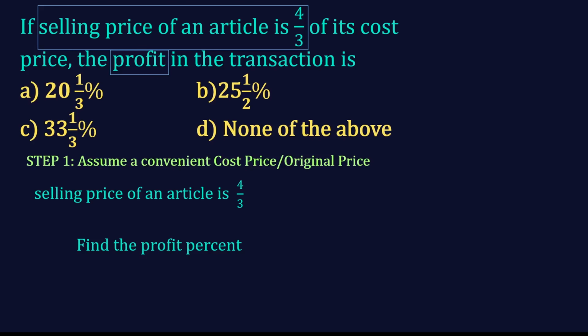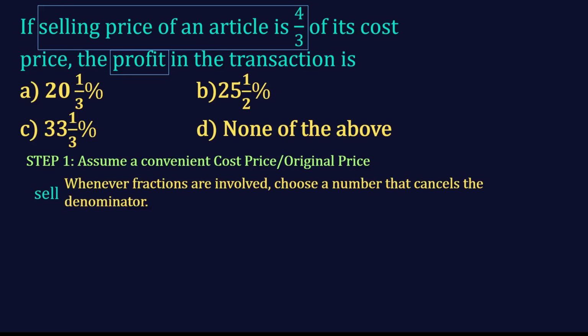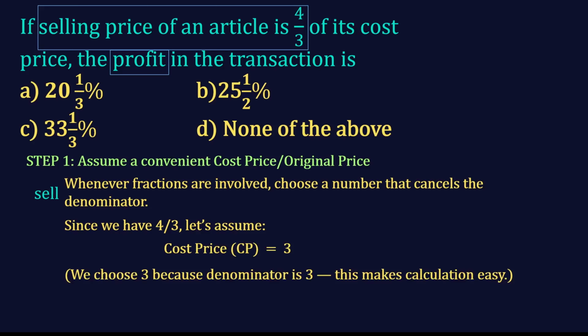First step would be assuming a convenient cost price or the original price. As the cost price is not given, we can just assume. Whenever fractions are involved, we choose a number that cancels the denominator. In our case, that is 4/3. We can assume the cost price equal to 3. The reason we chose 3 is because the denominator is 3. This makes the calculation easier. So let me put there, cost price equal to 3.